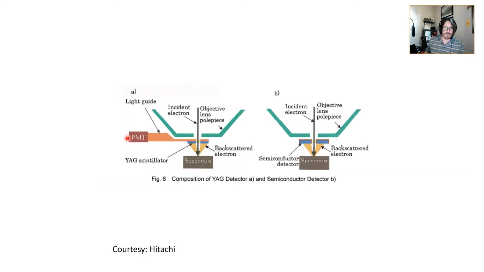It then goes through a PMT. So it's very, very similar to our Everhart Thornley detector. But this is a Robinson detector.